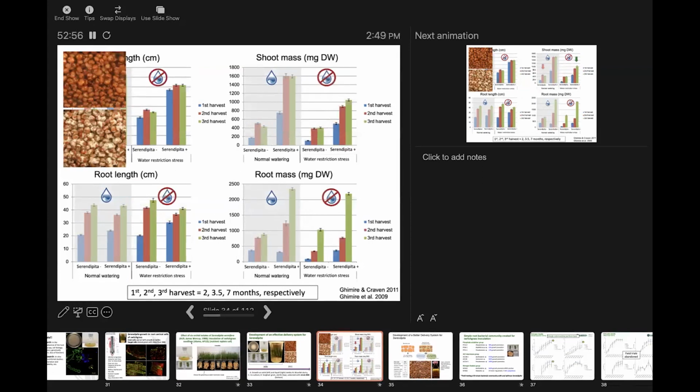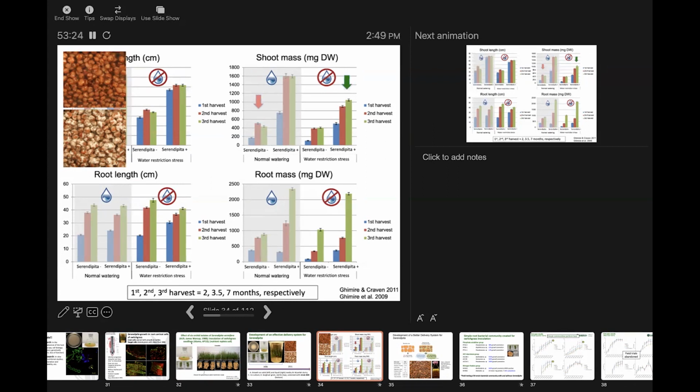Okay. So now we're looking at water restriction. Again, the same things, shoot length, shoot mass, root length, root mass. And again, without the fungus and with the fungus at the 3 times. All 3 times, very, very significant improvement in shoot length, in shoot biomass, and in root length, again, no big deal. Root biomass, very significant.